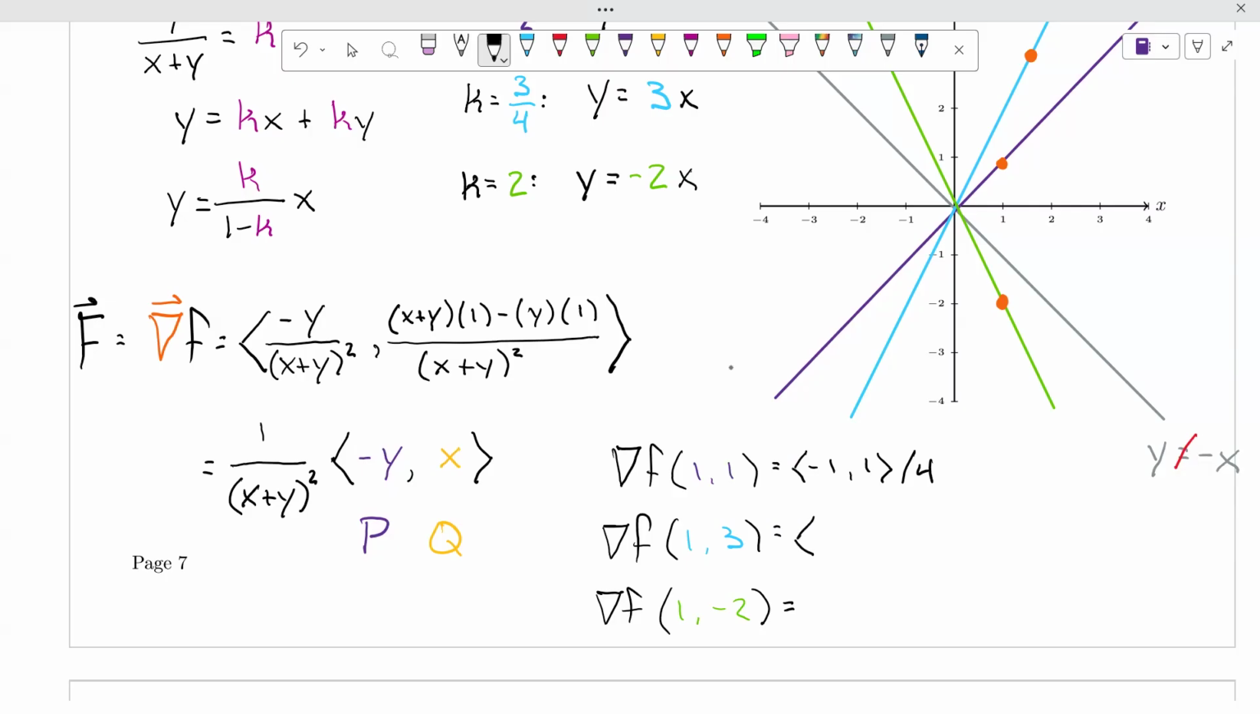For the blue line, well, it looks like this is going to be negative 3, 1, divided by those two things added and then squared. So 3 plus 1 is 4, squared is 16.